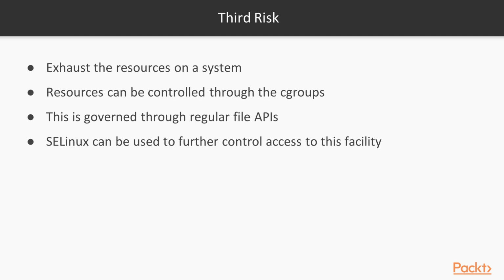On Linux systems, resources can be controlled through the control groups or cgroup subsystem. As this subsystem is governed through regular file APIs, SELinux can be used to further control access to this facility, ensuring that the control groups maintained by Docker, for instance, remain solely under the control of Docker.